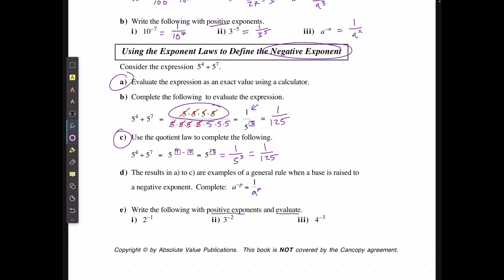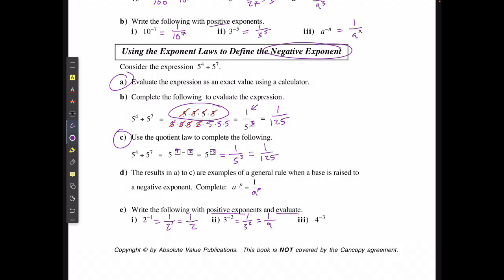First thing I'm going to do is I'm going to move it into the denominator and make the exponent positive, and then solve the exponent. Same thing with example 2. I'm going to move it into the denominator and make the exponent positive, and then I'm going to solve the power. 3 to the power of 2 is 9.